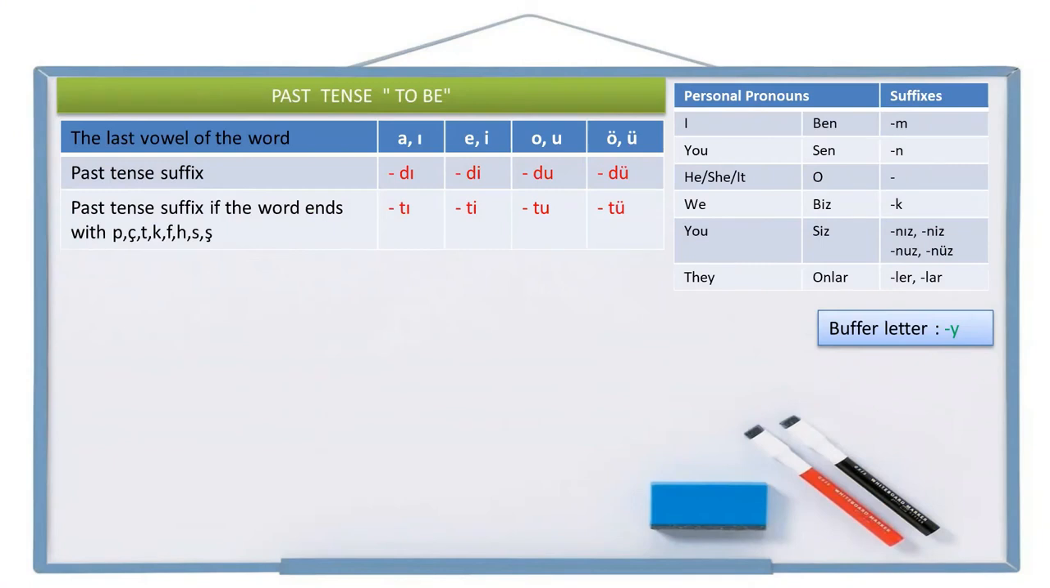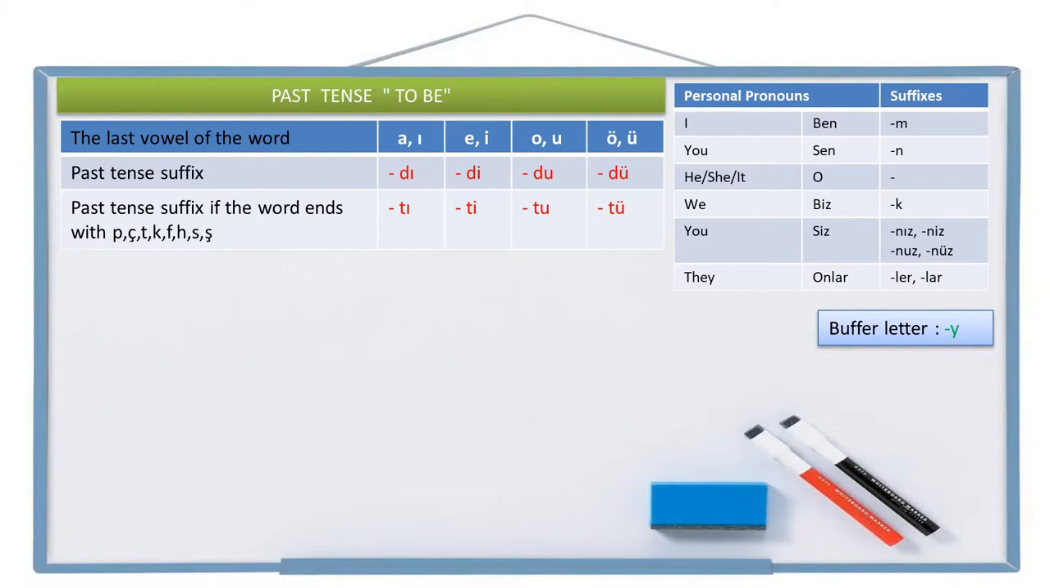As you see on the chart, past tense suffix is di, di, du, or dü, which alternates according to four-way vowel harmony. And if the word ends with a voiceless consonant, p, ç, t, k, f, h, s, ş, then the past tense suffix is going to be ti, tı, tu, or tü. Again, alternates according to four-way vowel harmony. We learned all this information in our definite past tense lesson.